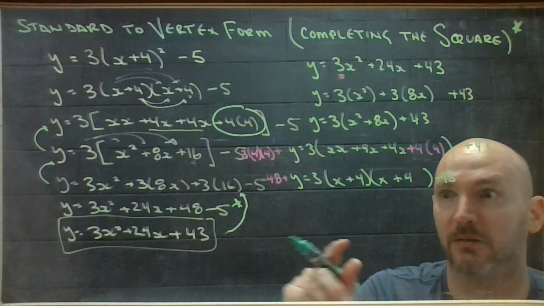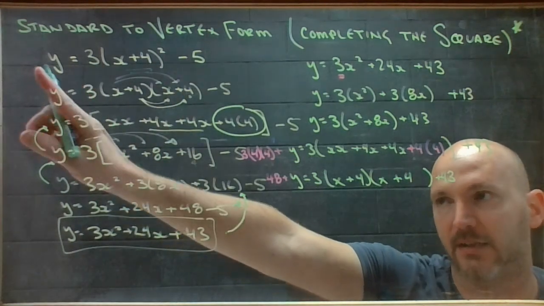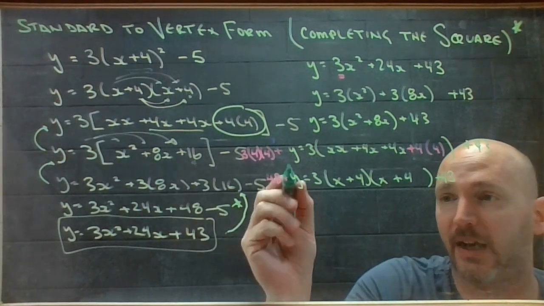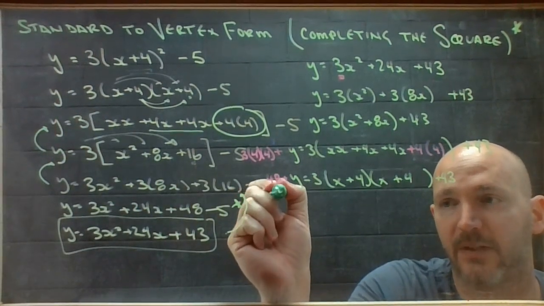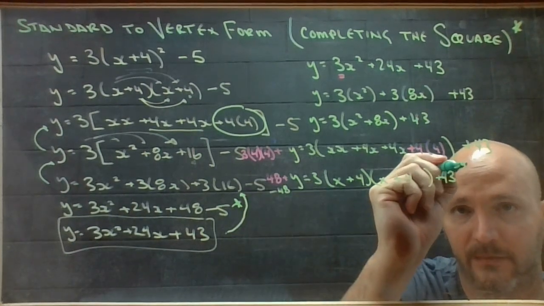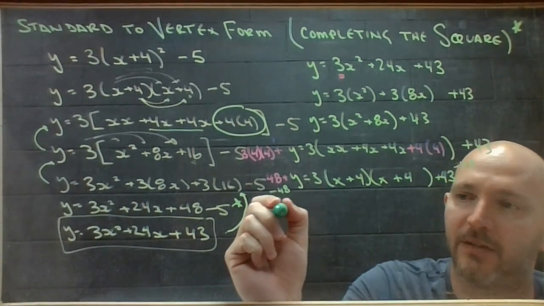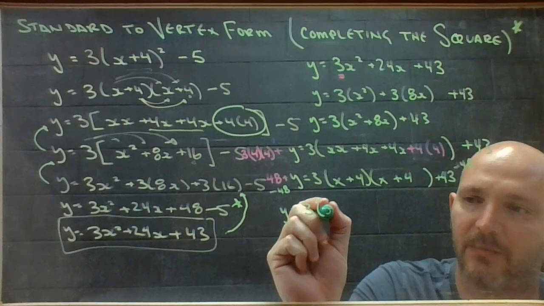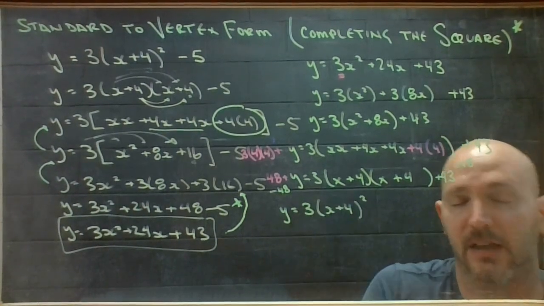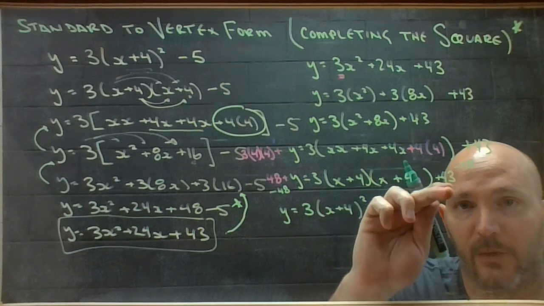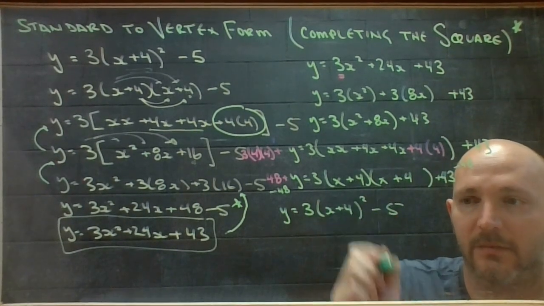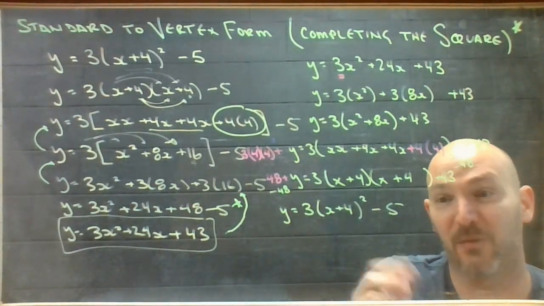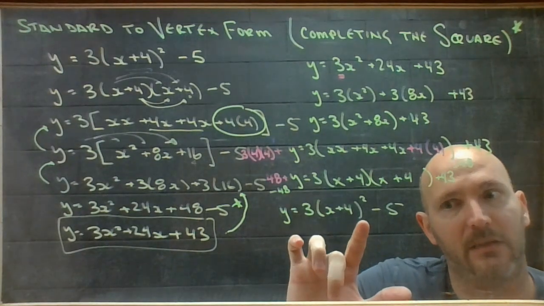Okay, so that's what vertex form looks like. There is not a 48 over on this side. There's just the y. So I need to get rid of this. Get rid of it by subtracting it from both sides. So I'll have y equals 3 times (x plus 4 multiplied by itself, which is x plus 4 squared), and 43 subtract 48 is negative 5. Oops, we're done. So there's that number.